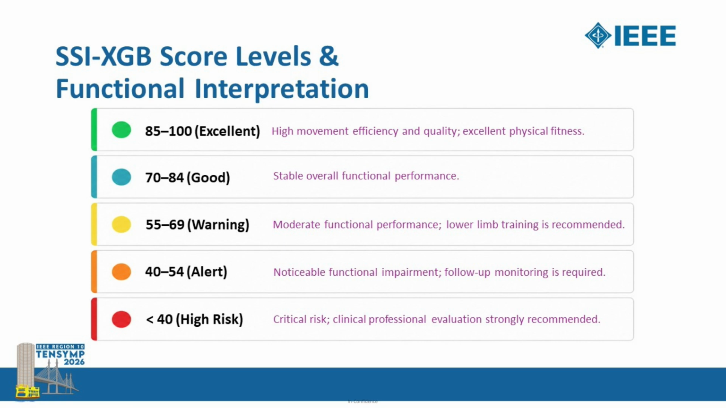85 to 100: Excellent, outstanding movement quality and efficiency. 70 to 84: Good. 55 to 69: Warning. Lower limb training is recommended. 40 to 54: Alert. Regular monitoring is advised. Below 40: High risk. Professional clinical intervention is recommended. Each score range is linked to corresponding clinical recommendations, enhancing practical applicability.